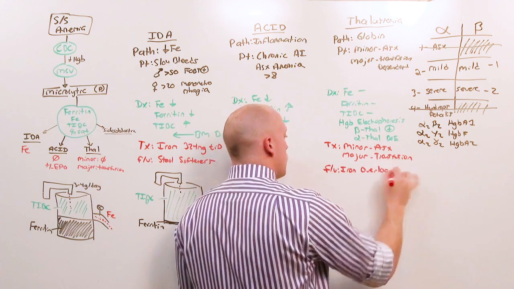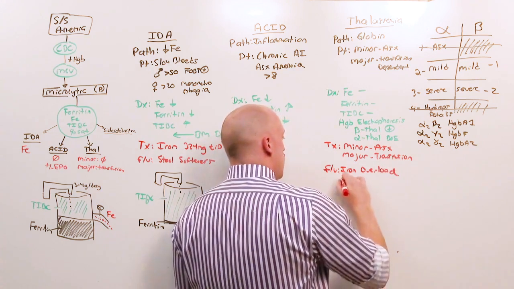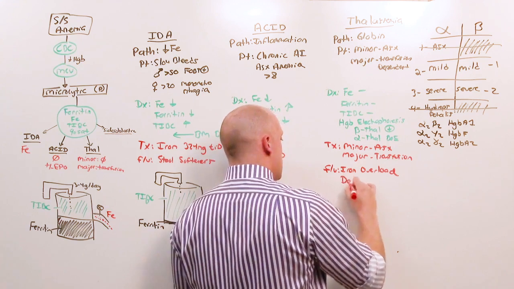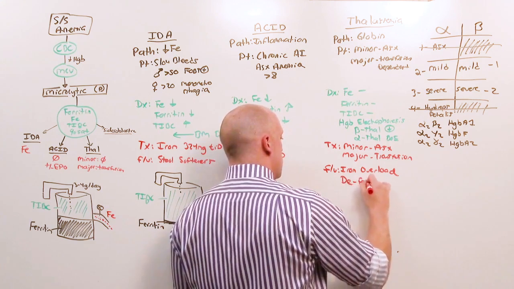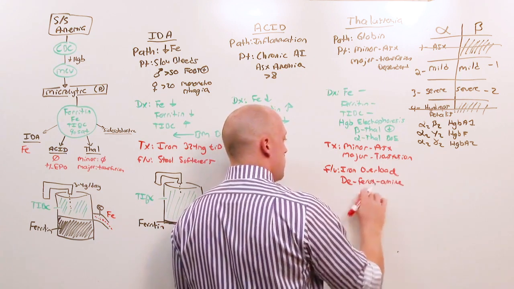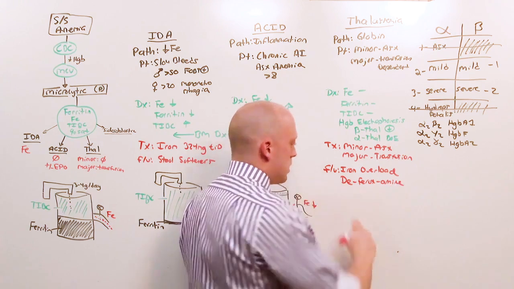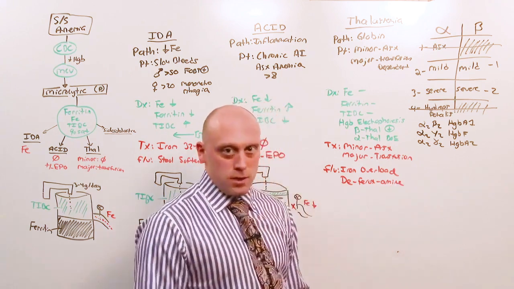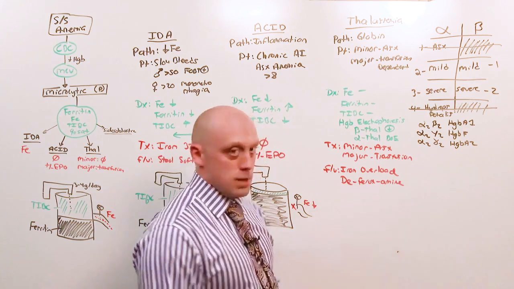You treat iron overload with medications that undo the iron from me. Deferoxamine, undo the iron from myself. The other medication is deferasirox, but that doesn't have the clever name, so I'm going to continue to use deferoxamine.